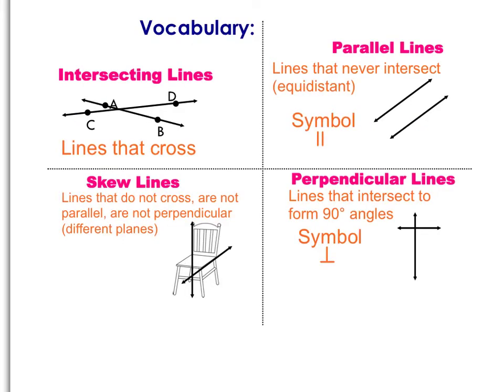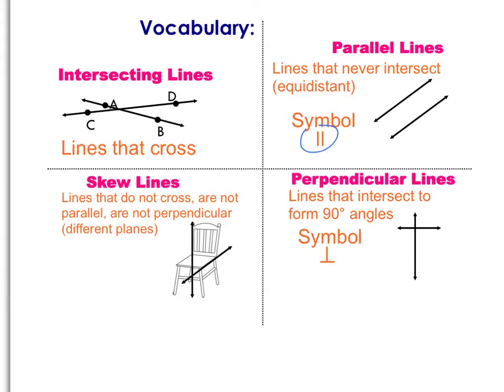Here's some more vocabulary that you should already know. Intersecting lines are lines that cross. Parallel lines are lines that never cross, so they're like train tracks. This is the symbol. I want you to know that. Skew lines. Skew lines are kind of tricky. They're in 2 different planes, so think about a 3-dimensional thing.